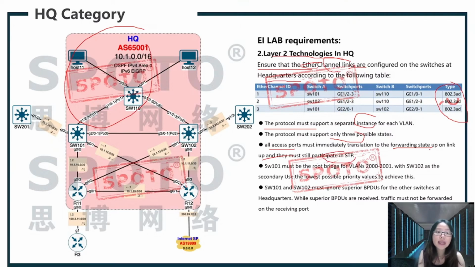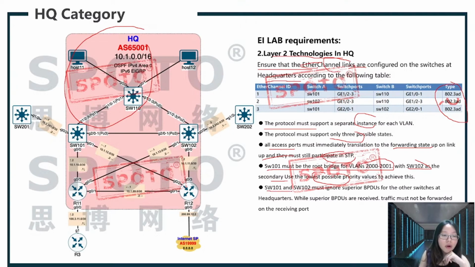Which STP do we need to configure? Switch 101 must be the root bridge for this VLAN, and switch 102 the secondary. We need to use the lowest possible priority values to achieve this. So this part is not only about the EtherChannel, but we also need to configure STP. Which STP do we need? STP, RSTP, MSTP, or PVST.